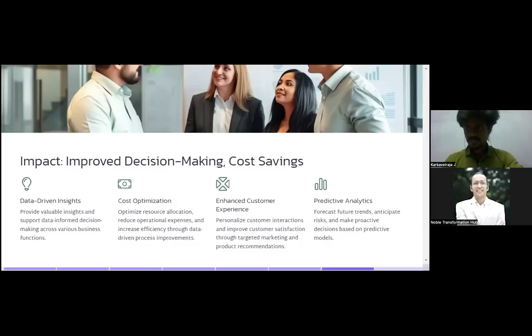Like, okay, so cost optimization: optimize resource allocation, reduce operational expense, increase efficiency through data driven process improvement. So this is what it will do. It will improve the revenues. When cost is optimized, your profit margins are improved, right? You are profitable. You can invest that money into different research, different projects, and you will expand your business and your company.